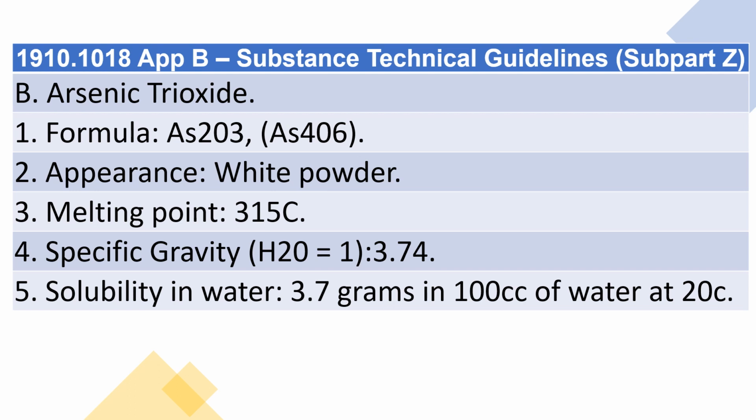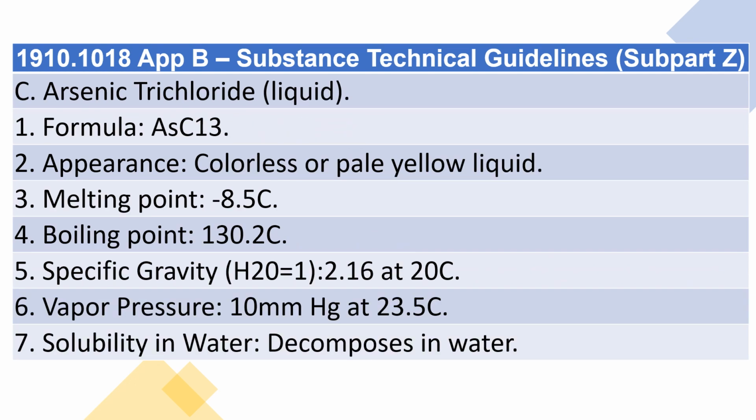2. Appearance, white powder. 3. Melting point, 315 C. 4. Specific gravity, H2O equals 13.74. 5. Solubility in water, 3.7 grams in 100 cubic centimeters of water at 20 C. C. Arsenic trichloride, liquid. 1.